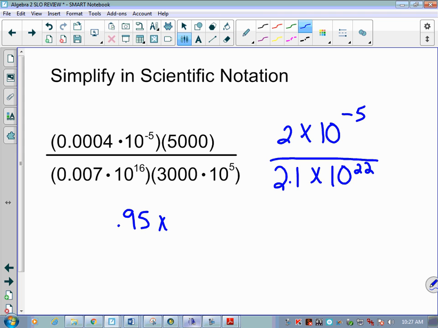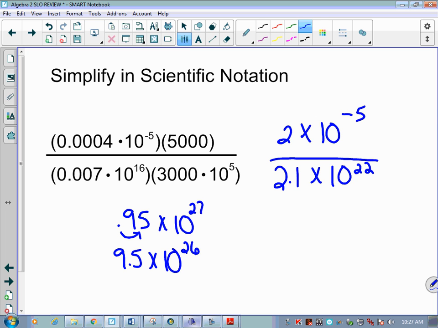0.95 times 10. All right. Let's see. If I would end up adding that down, so wouldn't that be times 10 to the 27th? Right? This isn't scientific notation. So this would need to move that way. So I would need 9.5 times 10 to the what? 26.